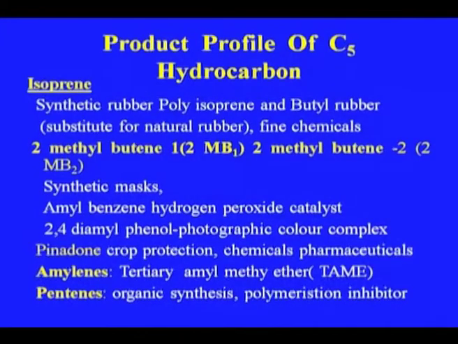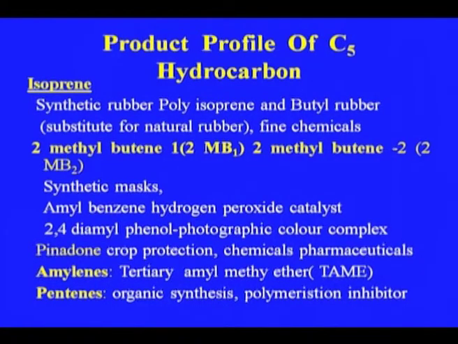Now we have discussed the various products from the C4 stream. As I told you, one of the very important products is the C5 hydrocarbon, isoprene, and these are some of the major uses of isoprene. Another very important constituent of the C5 stream is 2-methylbutene-1 and 2-methylbutene-2. These are the two hydrocarbons that we use for making synthetic musk, and also amylene, benzene, hydrogen. These are isoamylenes, which we call amylenes.